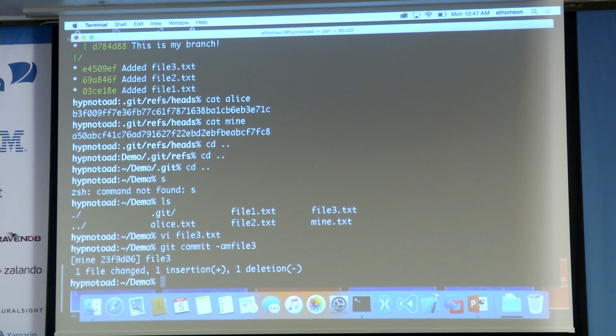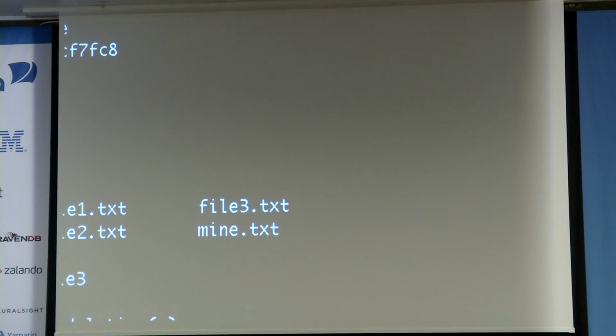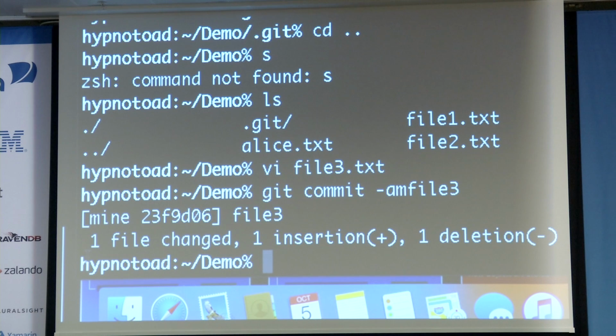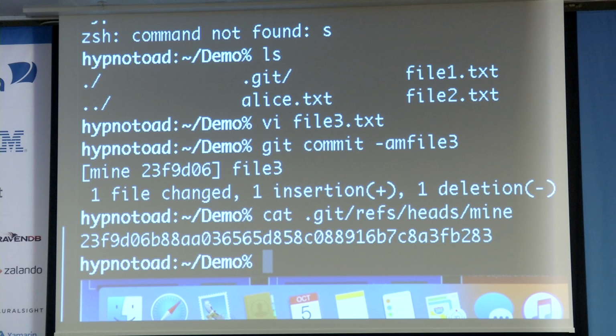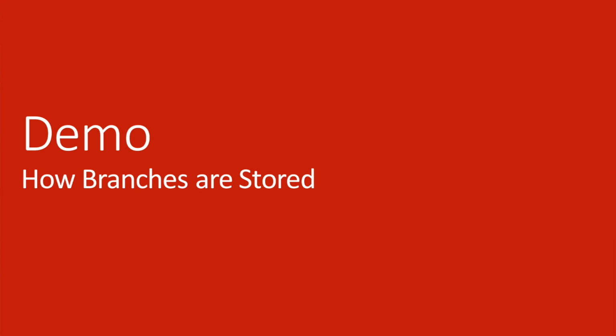So when I do that, if we zoom in, it tells us that on the mine branch, we've updated commit number 23F9D06. And if we actually look inside our refs heads mine, it points now to 23F whatever. So it's actually advancing that pointer every time we do a commit. Okay.